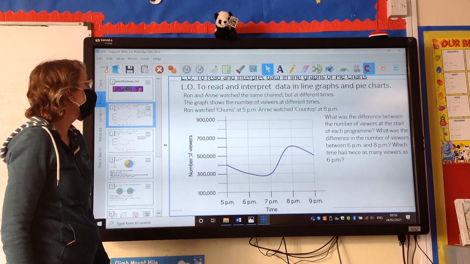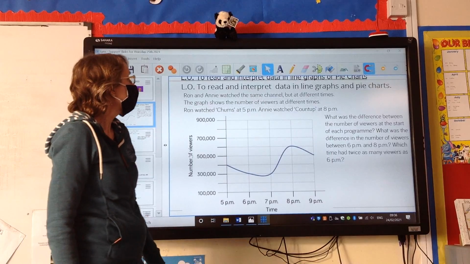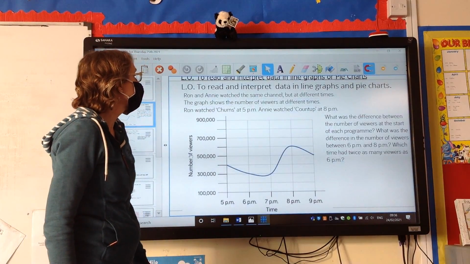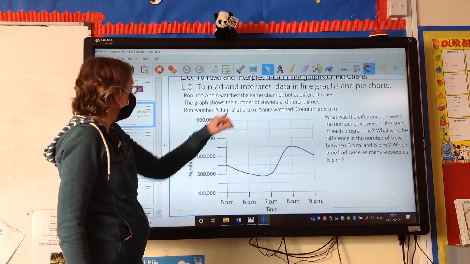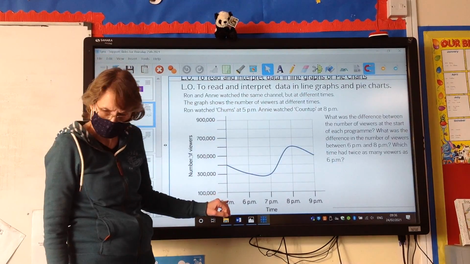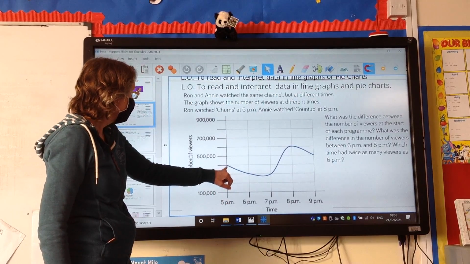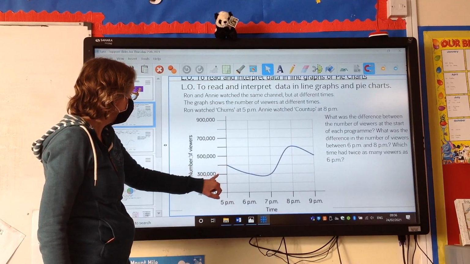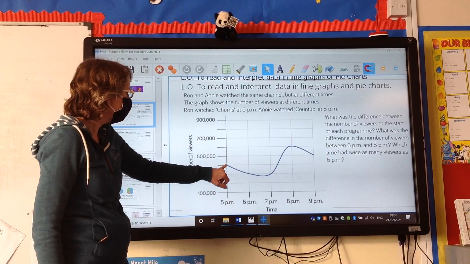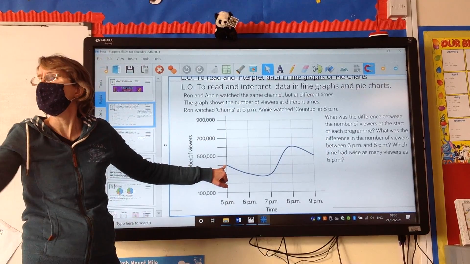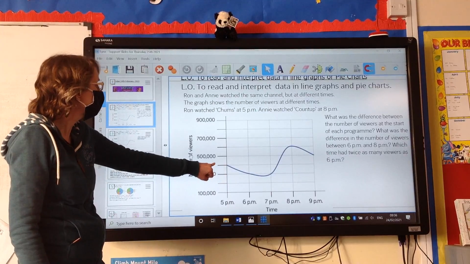Ron watched Chums at 5 o'clock. Annie watched Count Up at 8 o'clock. What is the difference between the number of viewers at the start of each programme? So, at the start of Chums, which is 5 o'clock, let's look really carefully. It's got the line there anyway to help us to read it. But it actually goes halfway between 300,000 and 500,000. How many viewers would that actually be? 400,000. So 400,000 watched Chums.